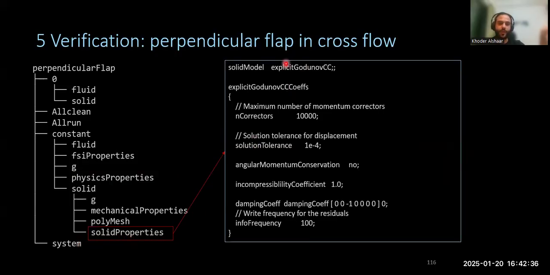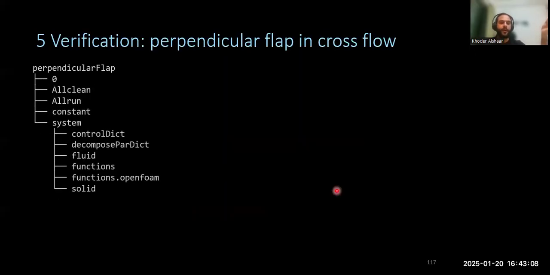Similarly, in the solid part, we have something called solid properties. In the solid properties, we define what solid model we are using. Here, we are defining explicit Godunov CC because it's our newly developed solid model. The solver itself has coefficients such as the number of correctors in the pseudo time step, the solution tolerance you want, whether you want to implement a certain algorithm, whether to consider an incompressibility coefficient, and so on. Some damping coefficients are there too. So that is the solid part and the FSI part.